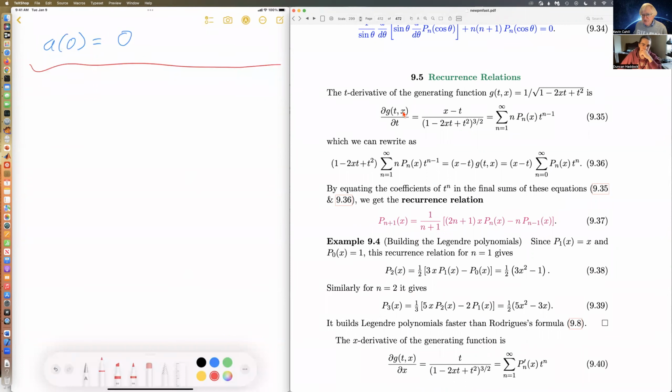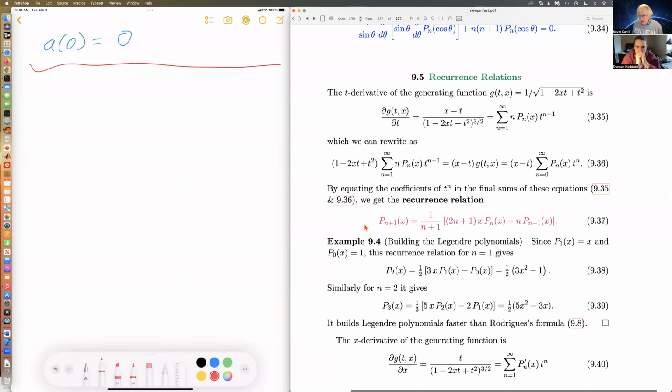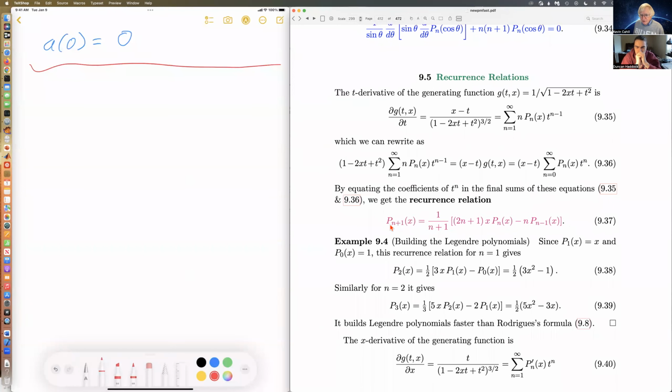If you take the t derivative of the generating function, you get this, and then you can rewrite that in this way. And then you can compare equal powers of t to the n. The coefficients have to be equal in all three cases, all three functions. The coefficient of t to the n in this expression must be the same as the coefficient of t to the n in this expression and in this expression. You then get the recurrence relation, and the recurrence relation is this.